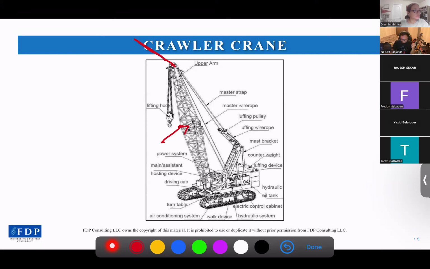Another component is the hook here. This is where we attach the load with a set of rigging. And then the next is the crawler or track here. This is the contact area between the crane and the ground underneath. The track sizes are different for each crane, depending on the crane manufacturer and type. So make sure you have this information before doing a lifting plan.